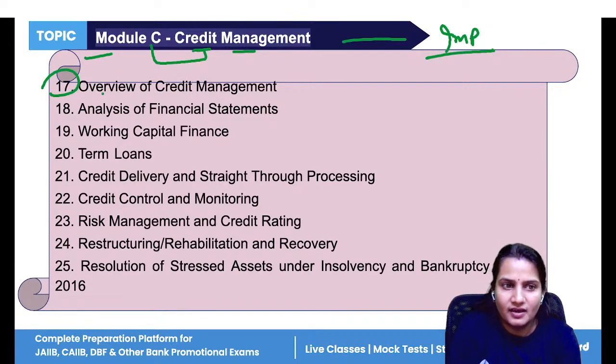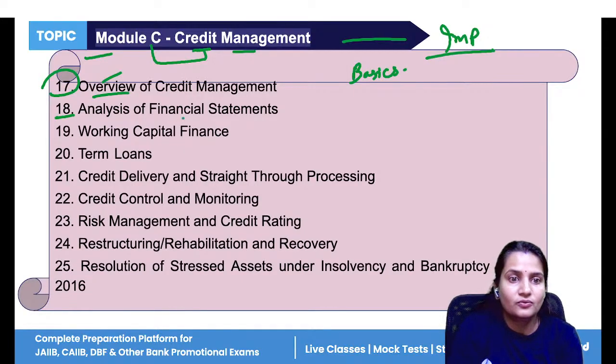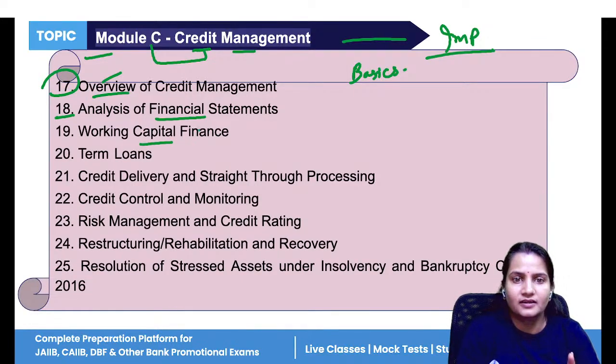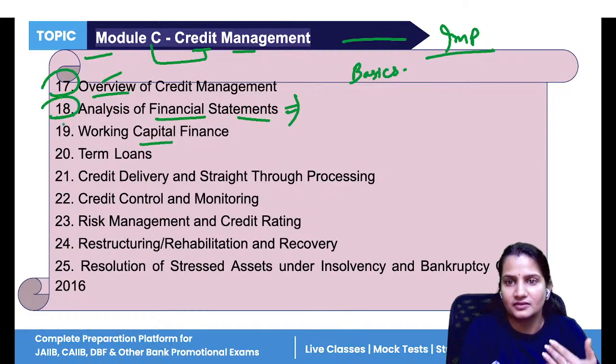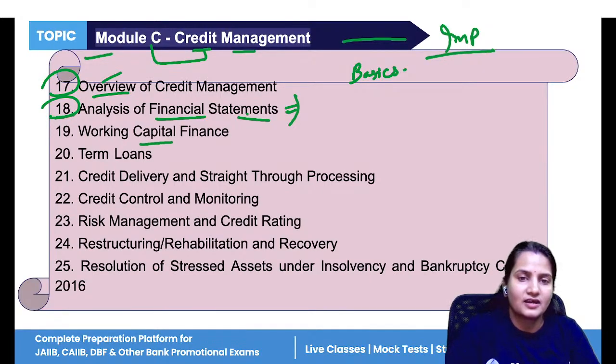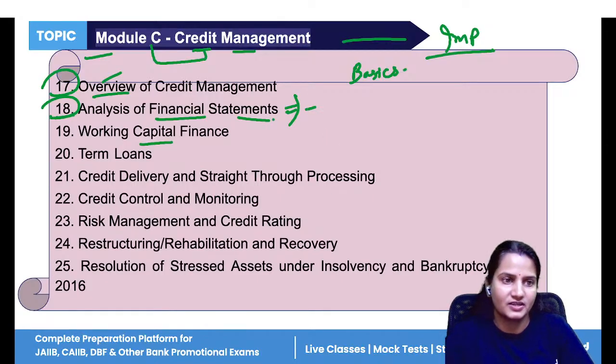Now unit number 17, again an overview. Overview means the basics of credit management. Then unit 18, unit 19. So 18 is your financial statement. Whenever you are lending a loan to any borrower, first you have to see the borrower's history. You have to see the borrower's financial statement and analyze the finances of the borrower's company. So unit number 18 works in this way: analysis of financial statements, financial ratios, the balance sheet, the income statement, then the cash flow statement and fund flow statement. All this we will study in unit number 18.